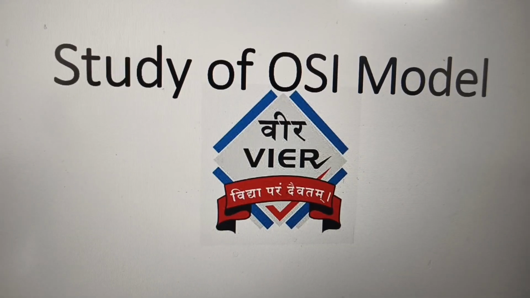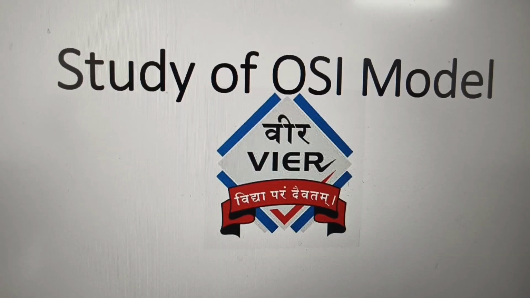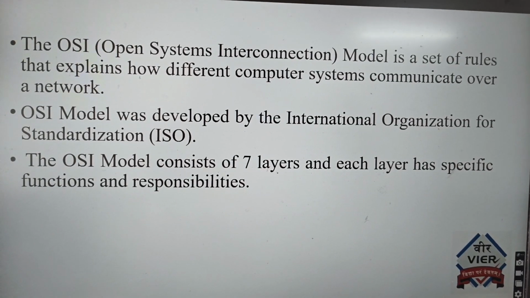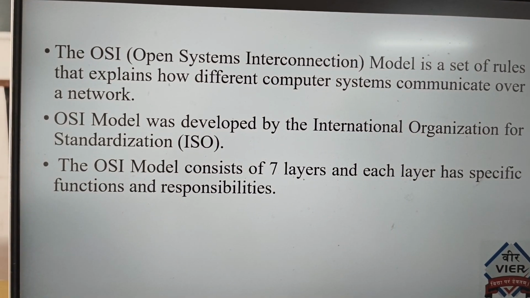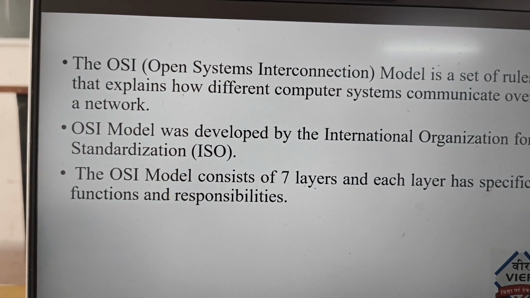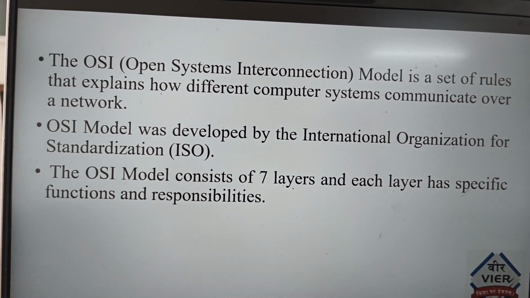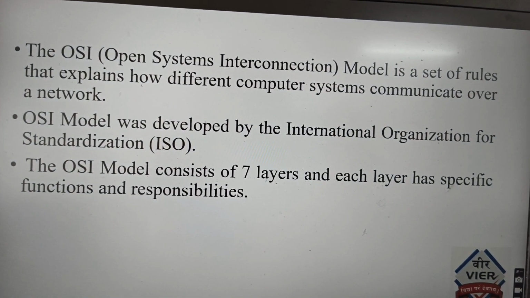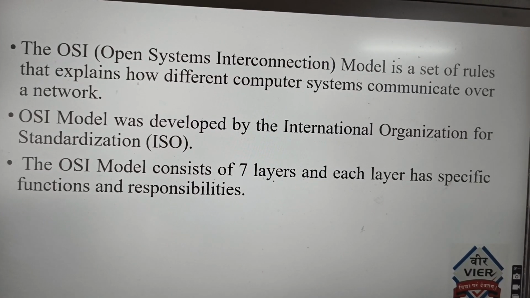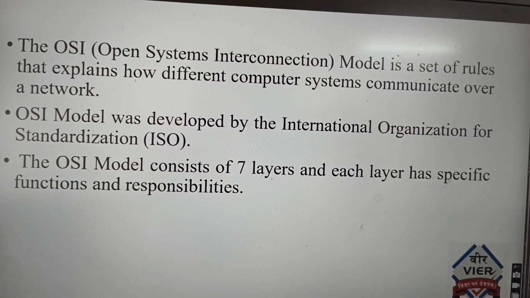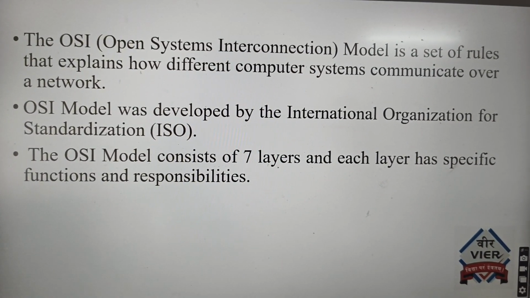In the practical series of computer networks, today we are going to see the OSI model. OSI stands for Open System Interconnection. It is a set of rules that explain how different computer systems communicate over a network. This model was developed by ISO, the International Organization for Standardization. This model consists of 7 layers, and each layer has specific functions and responsibilities.